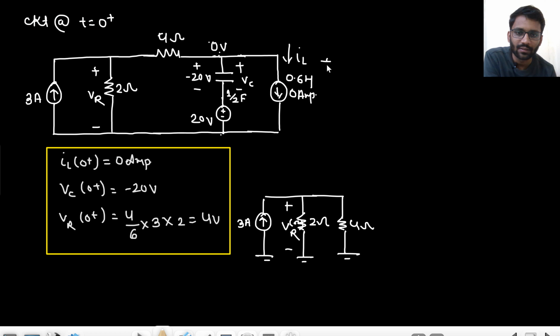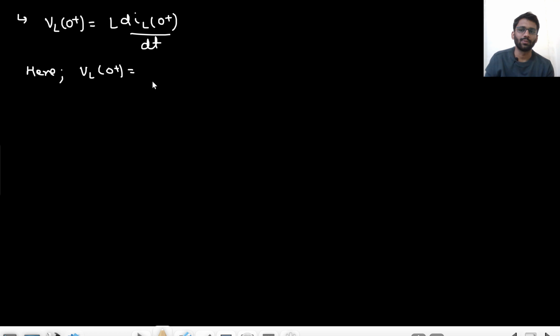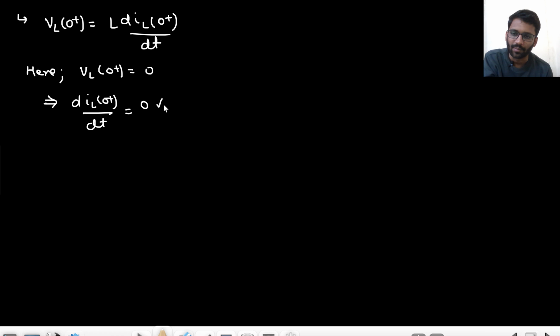What is my VL? This is my VL. Tell me what is the value of VL0 plus? VL0 plus is the same voltage as this voltage here, that is 0 only. 20 minus 20, 0 volt. That means here VL0 plus is 0 volt. That means diL0 plus by dt is 0 ampere per second.